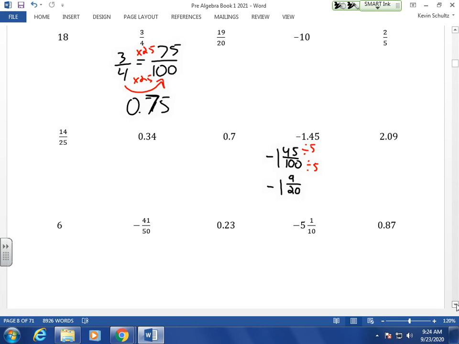If you are more of an improper fraction person, which are really just, they get a bad reputation. There's nothing improper about improper fractions. So I feel sorry for them. But if you want to do improper fraction, how would you write -1.45 as an improper fraction? Not as -1 and 45 hundredths, but as an improper fraction. What would that look like?